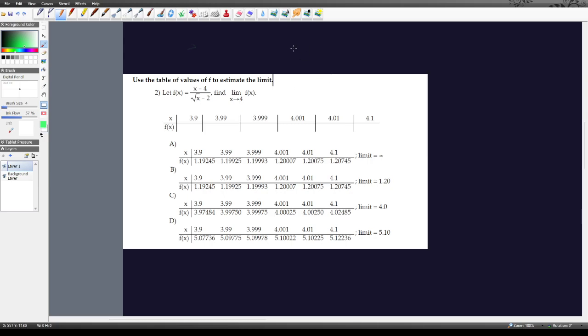Conjugation just means when you have a square root that's getting subtracted by a 4, and you have a value of 16. We can conclude that we can conjugate this, which will be the square root of x plus 4.